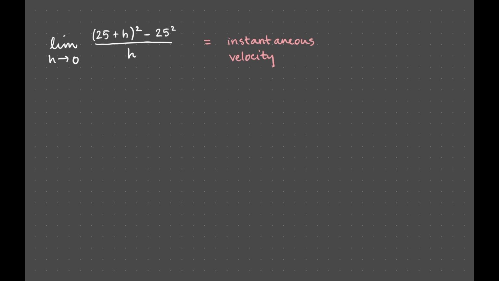In the last video, we encountered the limit of (25 + h)² − 25² all over h, as h goes to 0. The reason this limit was important was because it represented the instantaneous velocity of our moving vehicle at the time t equals 25, with respect to the position function s(t) = t². At the end of the day, we reasoned that the limit was equal to 50. The purpose of this video is to explain 3 different ways of arriving at the number 50.